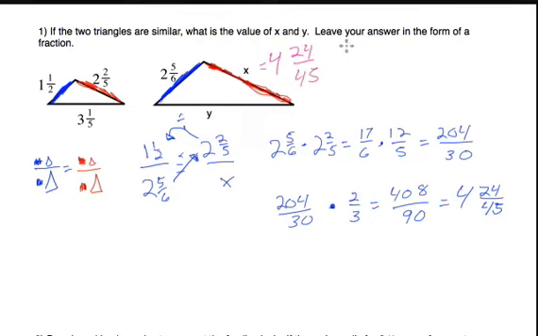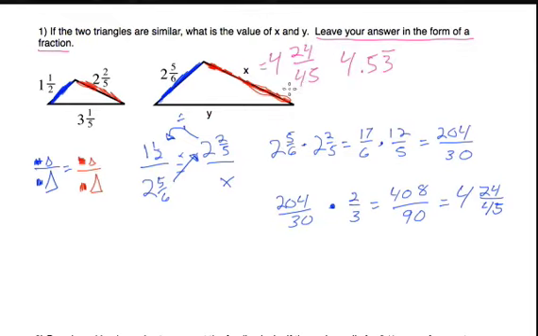Now, if you wrote 408 divided by 90 as 4.53 repeating, you would not be wrong numerically, but you would be wrong in terms of how the question wanted you to give your answer. It said leave your answer in the form of a fraction. So you do have to read the question, and you do have to adhere to it. If they want 4 and 24 45ths, then that's what they want.